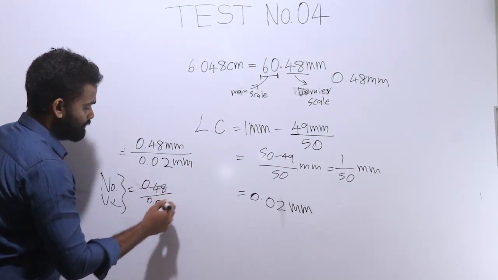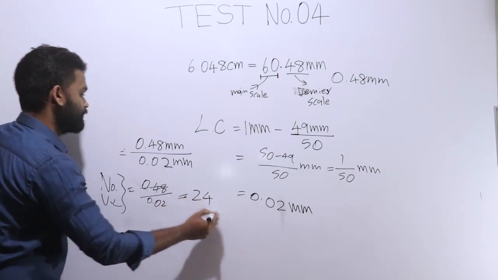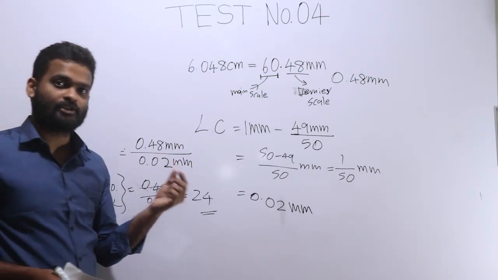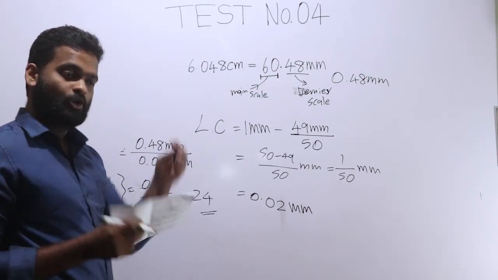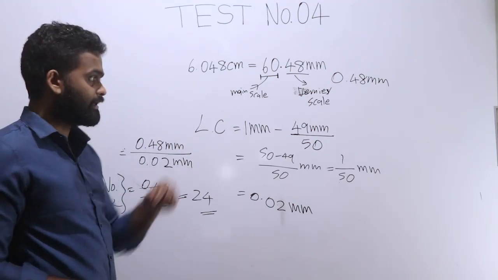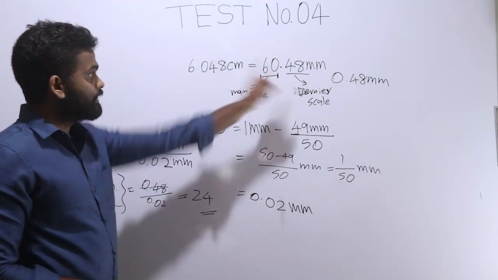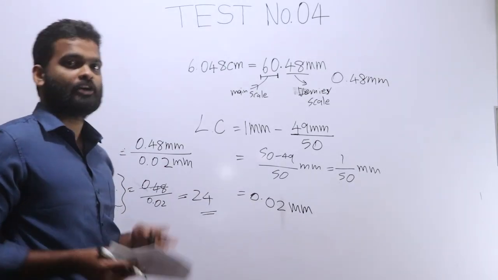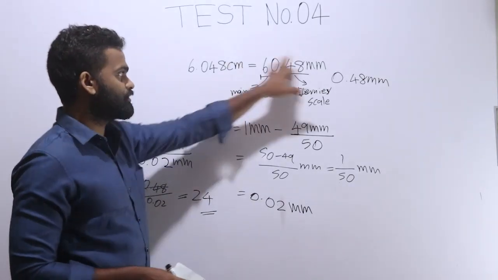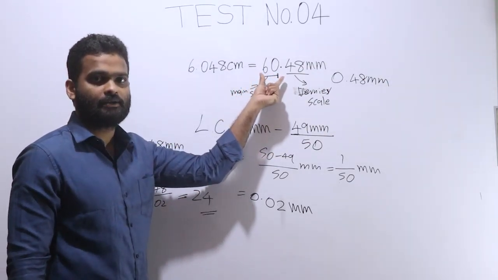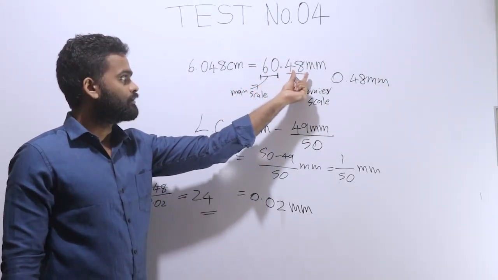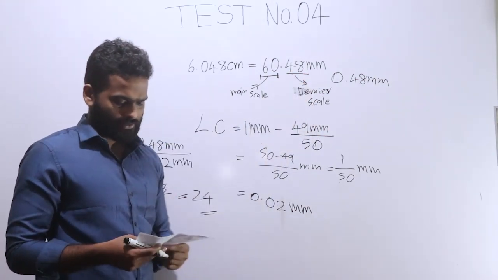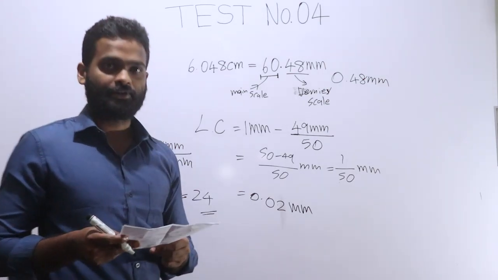So 48 divided by 2 is equal to 24. There are 24 vernier scale divisions that need to coincide with the main scale division in order to show this 0.48 millimeter length. You have to remember, this is the measurement. This part can be read by using the main scale. To get this, we need the vernier scale. So the answer for that question should be the third one.